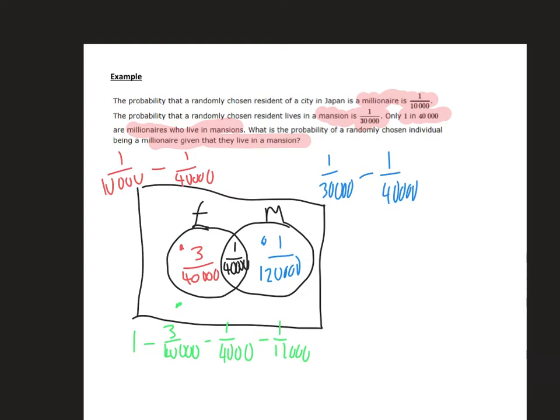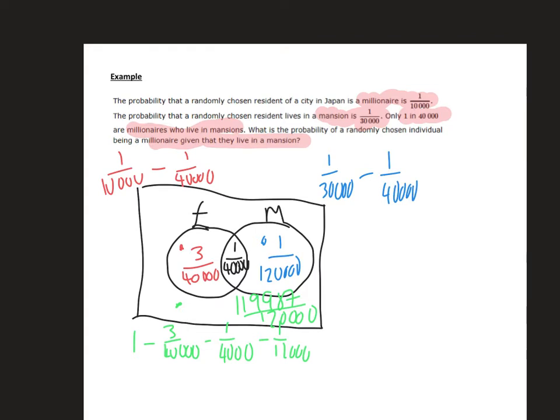Which is going to give me 119,987 over 120,000. So the probability that people don't live in a mansion and aren't a millionaire is nearly 1, which is what you'd expect. So let's read the question, what it wants at the end.